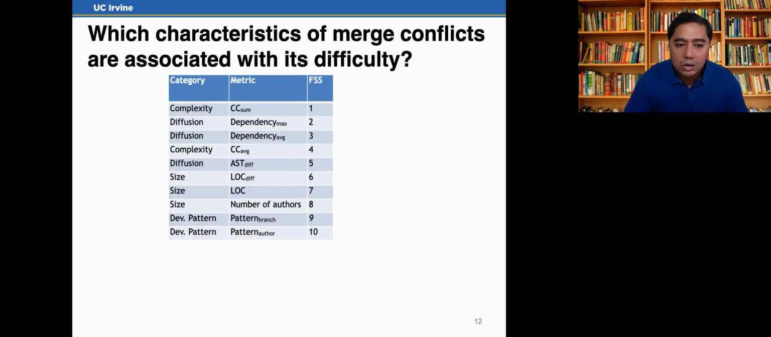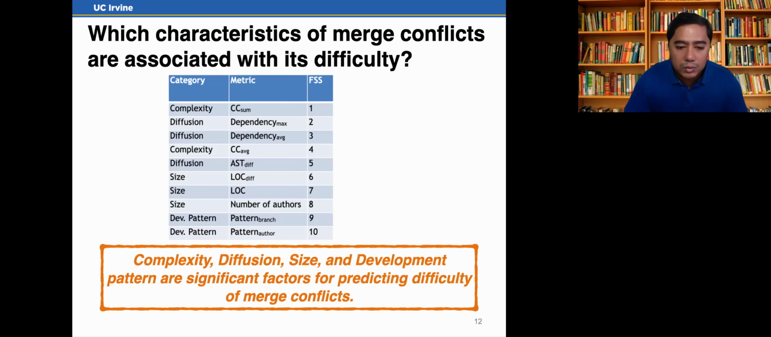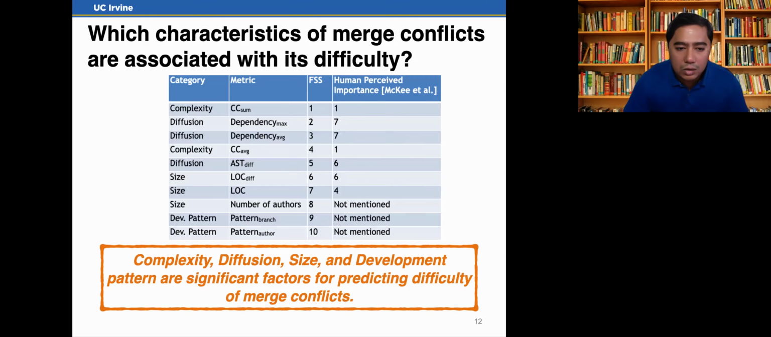We also wanted to investigate whether the features that are identified to be important by the machine learning system are similar to the features that are identified as important by humans. For that purpose, we built on the work of McKee et al., where they identified features that were perceived to be important by humans when it comes to merge conflict resolution.